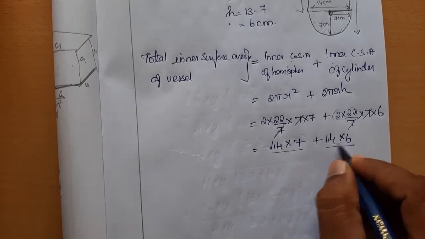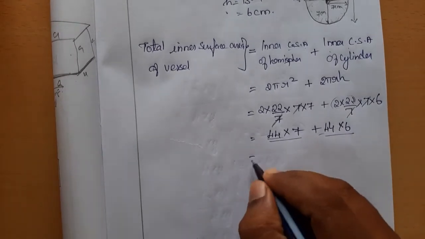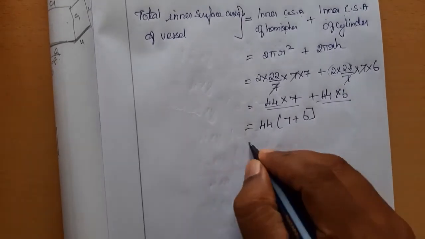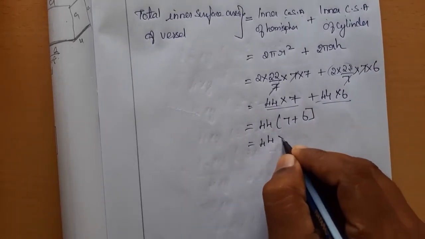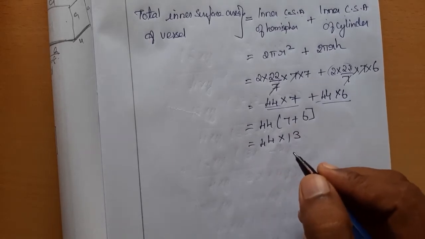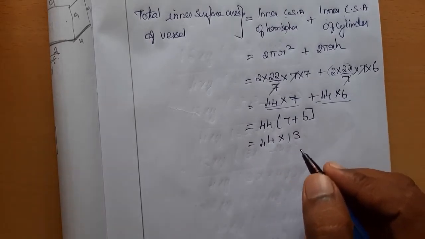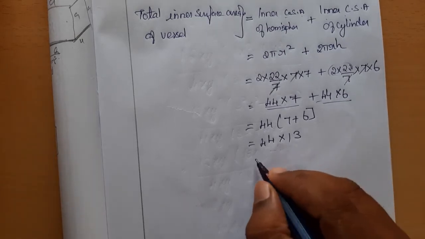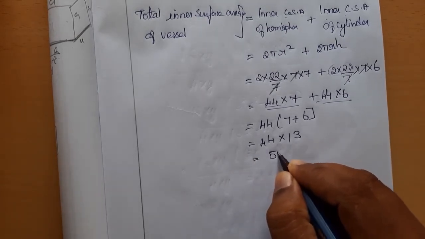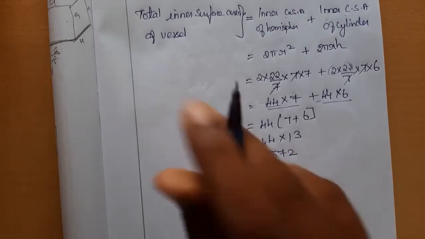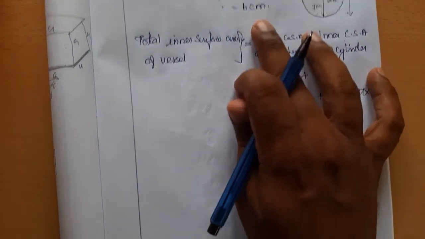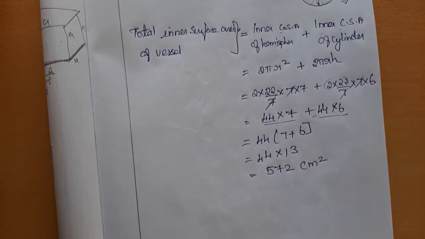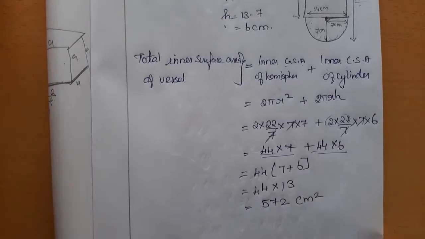Now just applying the distributive property, 44 and 44 are the same. So 44 into 7 plus 6. 7 plus 6 is 13. So 44 into 13, we will be getting 572. And it is a surface area, so it is in centimeter, so centimeter square. So this is the inner surface area.